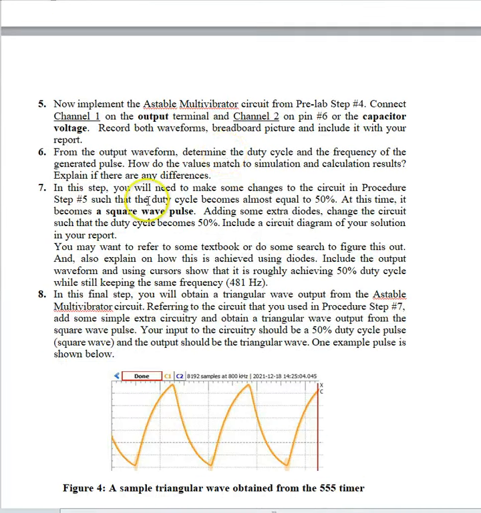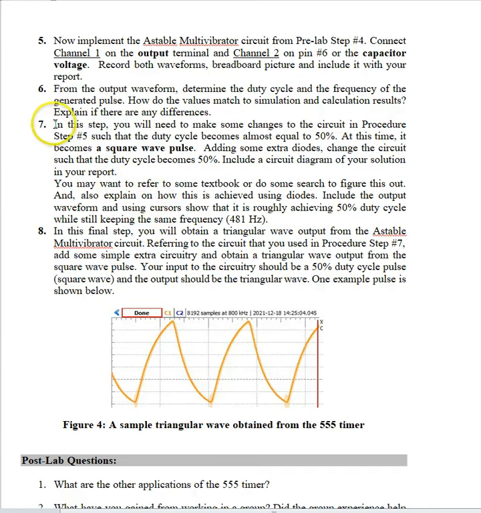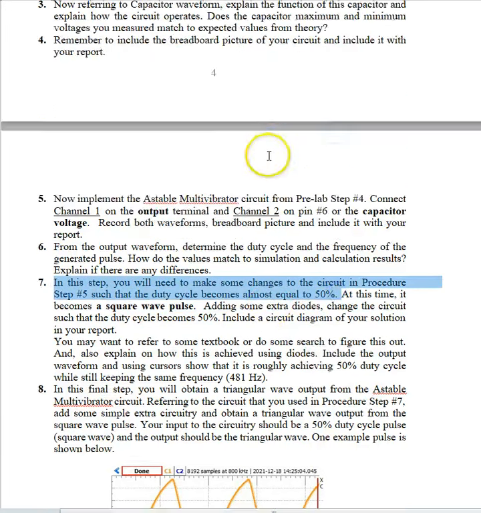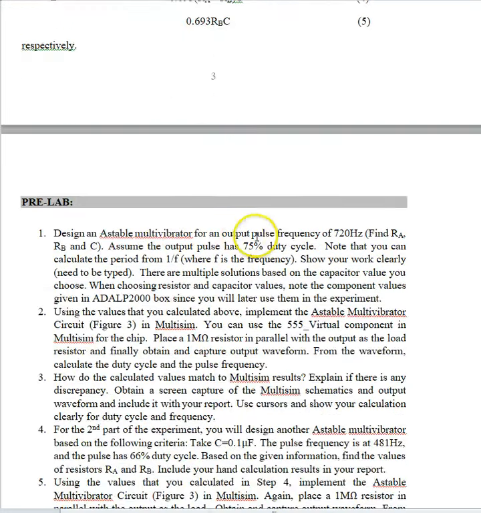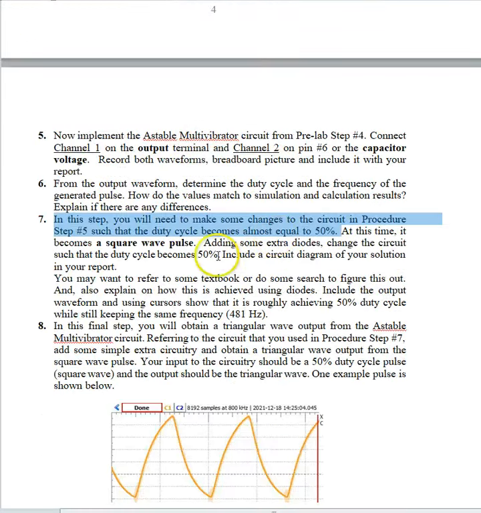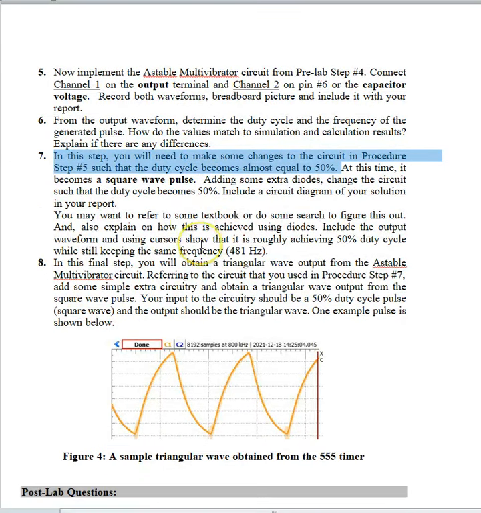And then finally, you make some changes such that you get exactly a 50% duty cycle or something very close, because it's not going to be 50% with this one. So you need to use some sort of diode or diodes, and you may refer to some textbook or do some literature search or web research, and you're keeping the same frequency though.